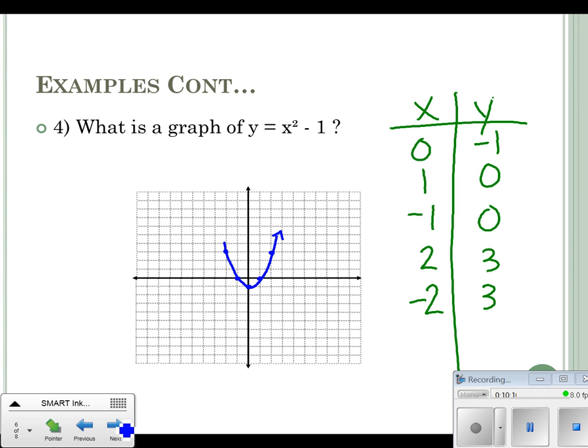This is called a parabola, which is something we'll work more and more with throughout the year. Whenever you have an x squared, that is a non-linear function. And it looks just like that. It is a U-shaped curve.